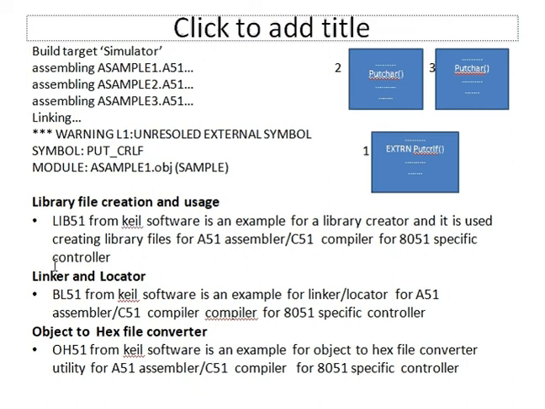Similarly, you have a linker and locator for the 8051 platform microcontroller. The library file has this extension, and the linker, and also the object to hex file program name is BL51. This is actually a program used for linking, and for the object to hex file function, OH51 is a small piece of software belonging to Keil, which is used for converting object to hex file. Okay, so that's what you have for assembly code instruction.